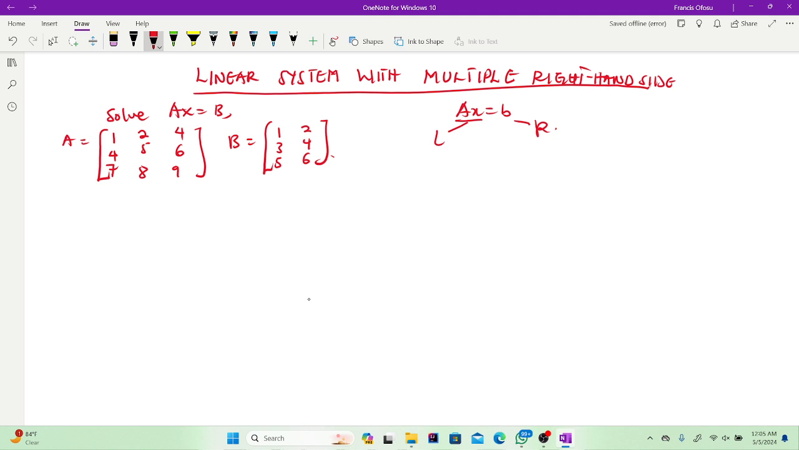Okay, so I have a typical example for us to solve. The problem says solve for AX equals B, where A is this and B is that. In our previous tutorials, in most of the problems we've been solving, B is normally a single column of entries. But now we have a double. So how do we go about that?